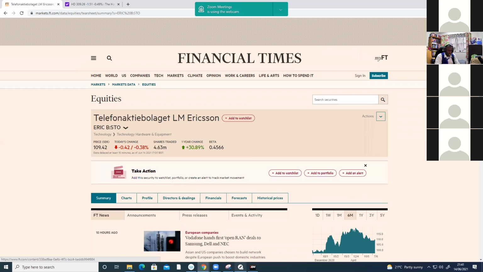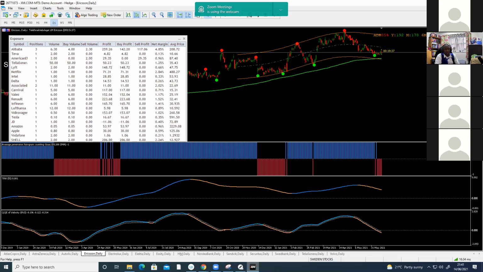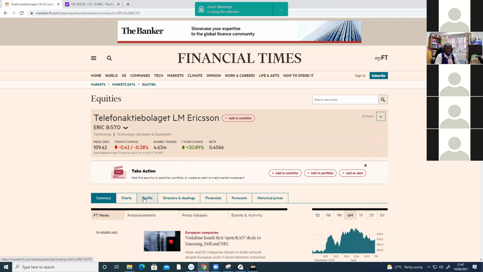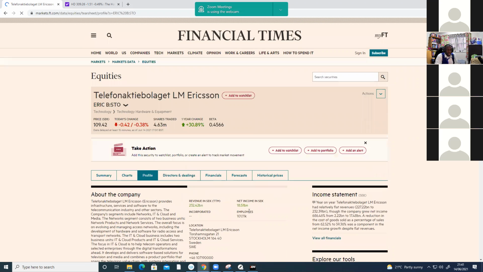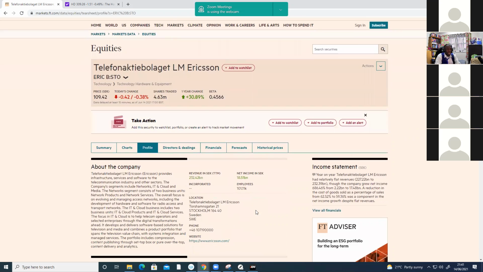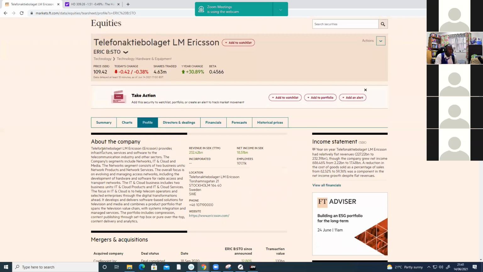So this is Ericsson. Is that 109? Yeah, that's 109. So that's Ericsson. So you see when we go to this one and we check, oh my word, they've made 18 billion. Ericsson had relatively flat revenue, though the company grew net income 688%. A reduction in the cost of goods sold as a percentage of sales was a component. We're also looking at it provides infrastructure software to telecom. Okay, everything is up, over 100,000 employees.